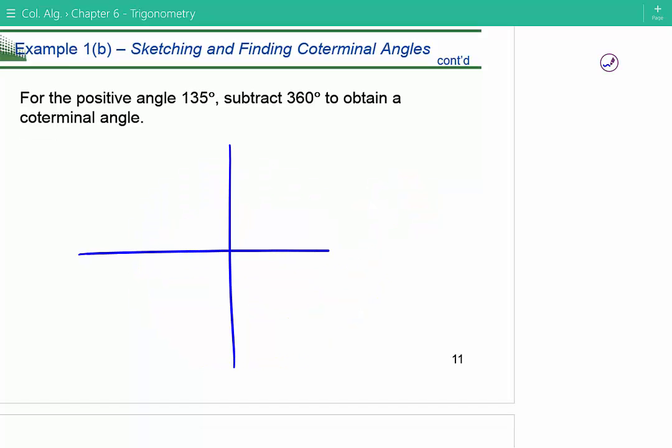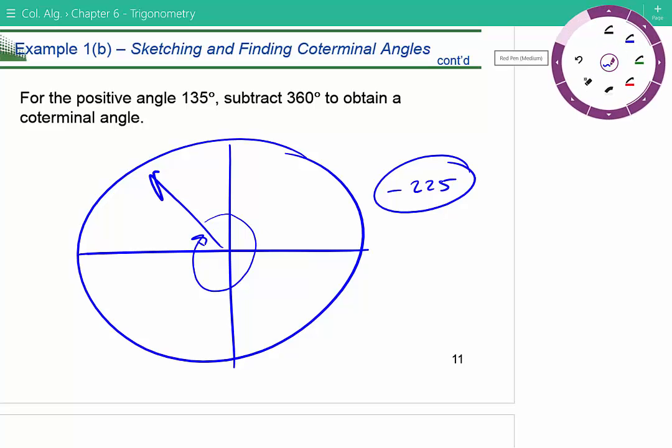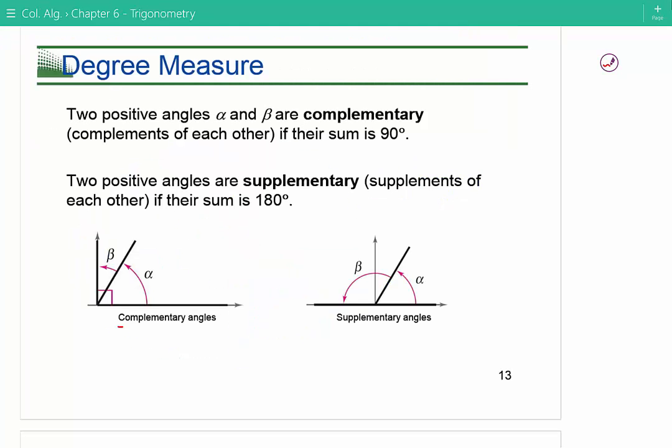We could do the same thing with positive angle 135, which is over here. We can subtract 360, in which case we're going to bring it back all the way around to the same spot, but it's going to be a different angle. In this case, it's going to be negative 225 if we take 135 minus 360. That's the angle that you get when you rotate this way, right to there. Same location, same direction, but different angle. Okay, don't forget about complementary and supplementary angles as well. Complementary angles add up to 90, supplementary add up to 180.